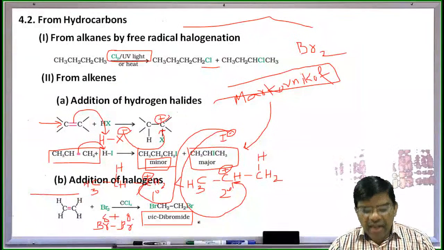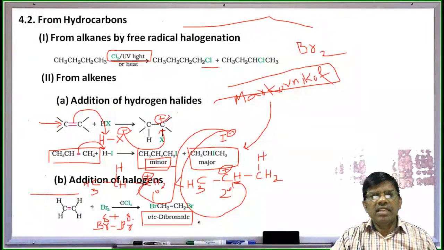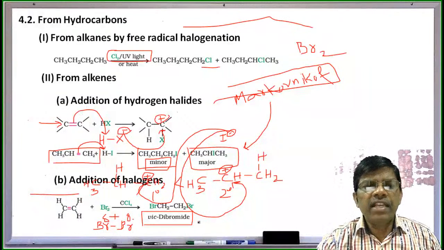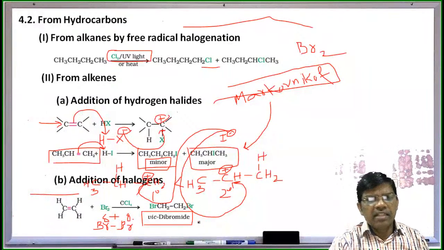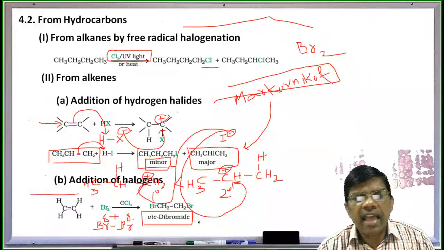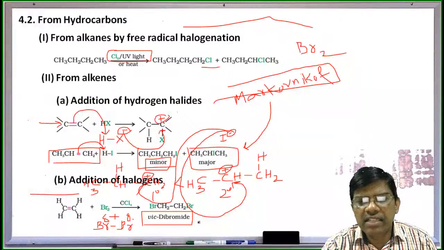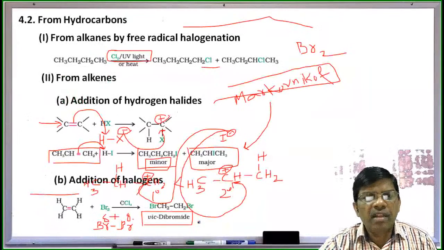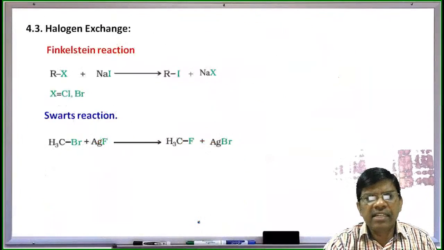So if the halogen is attached to two adjacent carbons, then it is known as vicinal. If it is not on adjacent carbons, then it is an isolated dihalo compound. If the halogen is attached to the same carbon, then they are known as gem dihalides, isn't it? Right.